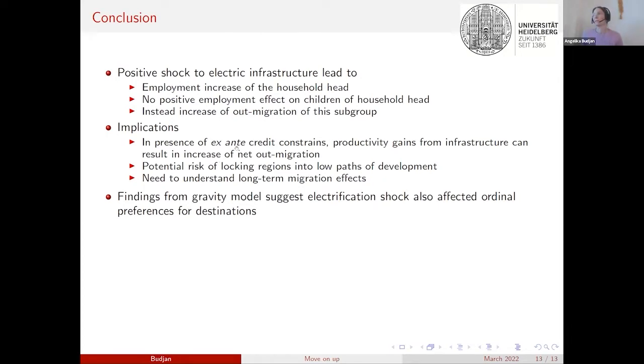And this is, I think, relevant for policymakers because it might, in the long or medium run, lead to a lower development path for these regions, because there might in the medium to long run appear a shortage of labor supply actually in these regions. And so it's important to also understand whether or not these migrants return, or how these migration patterns develop in the long run. And I think this is potential for future work. And the findings from the gravity model suggest that the electricity shock also affected the ordinal preferences for destinations.